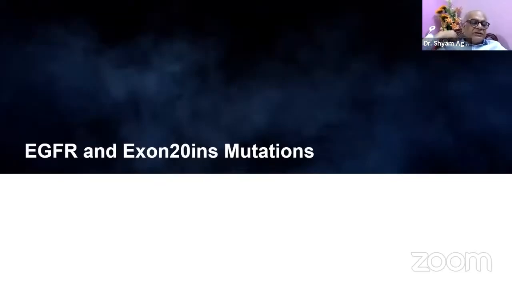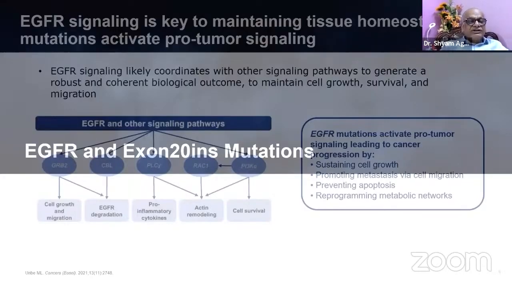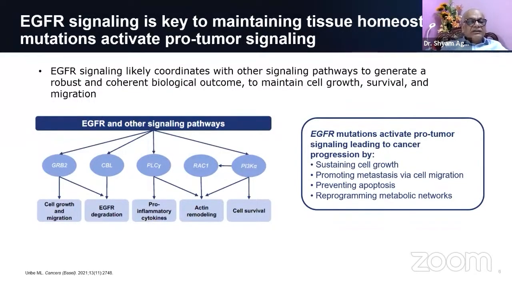Next slide, please. So focusing on the EGFR and exon 20 insertion mutations. The EGFR pathway basically acts on the cell in conjunction with other genes, which I mention here, for example PI3K alpha or PLC delta, CBL, etc., which help the cells to grow, to metastasize, and to prevent apoptosis and reprogram the metabolic networks. Next.